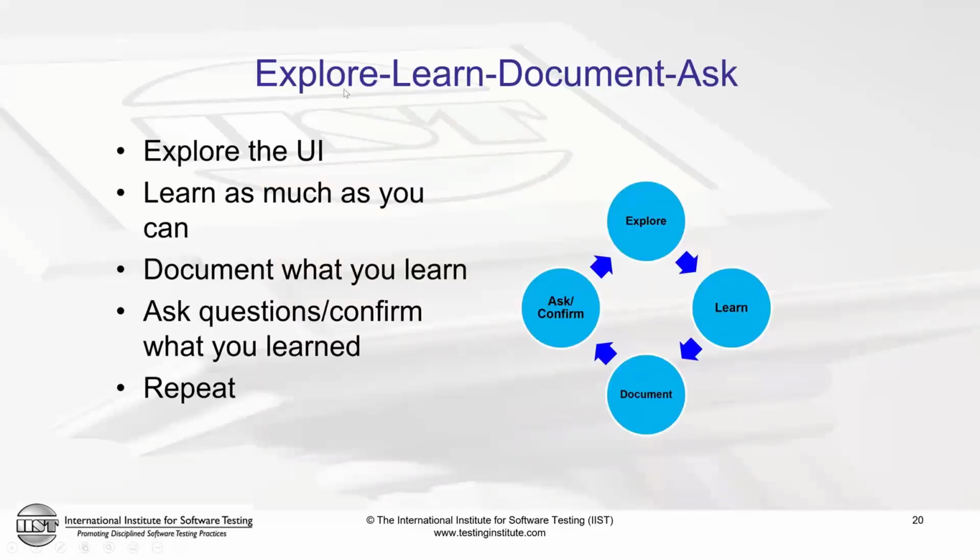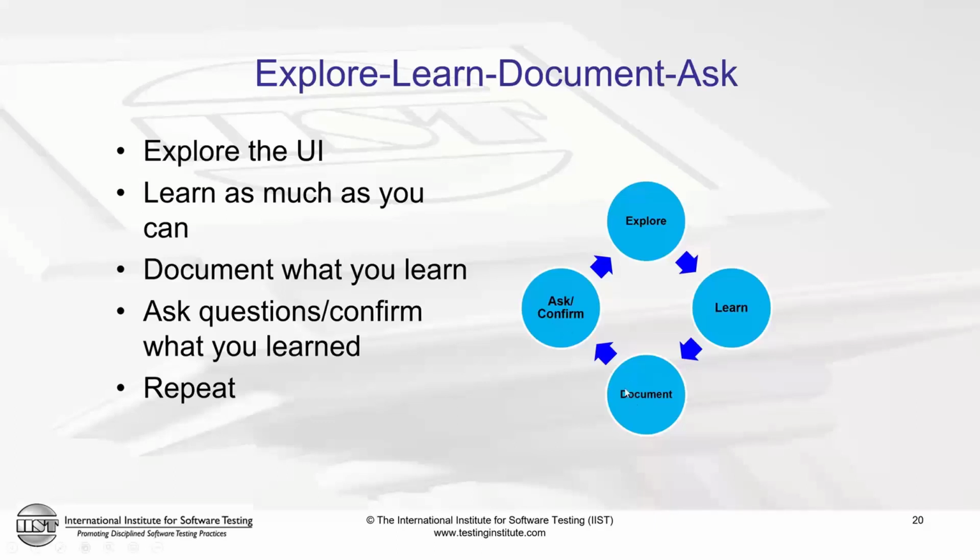Here is my simple explore, learn, document, and ask. Very simple process. It's a cycle. Explore your user interface, and learn as you explore. All right. You must always document what you learned, because if you don't, you're going to forget what you learned. You document what you learned in the form of what? A requirement, a scenario, an acceptance criteria. I don't care. Just write down what you learned.